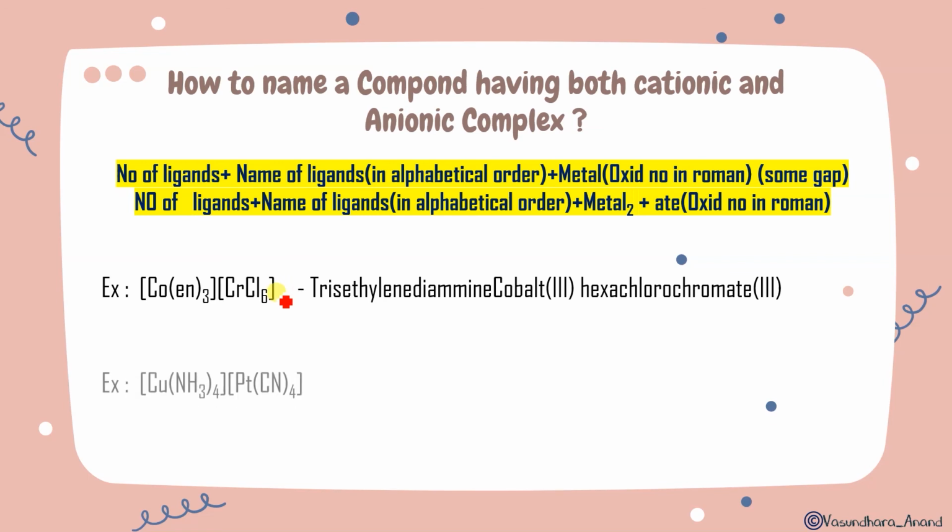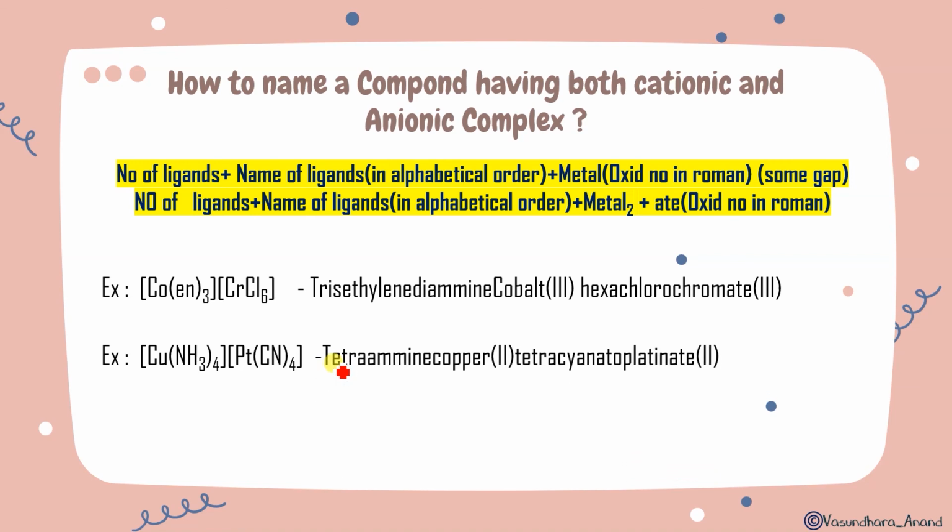Another example: copper and platinum are there, but the oxidation number should be almost the same here. So we can find it as tetraamminecopper, and here it will be tetracyanoplatinate, because it is a negative ligand. So it will end with -ate, platinate. And what will be the oxidation number? In both cases it will be 2. I hope it is clear.